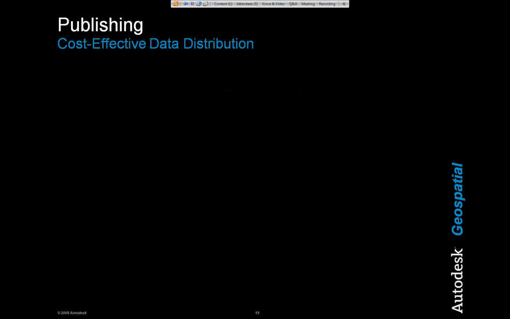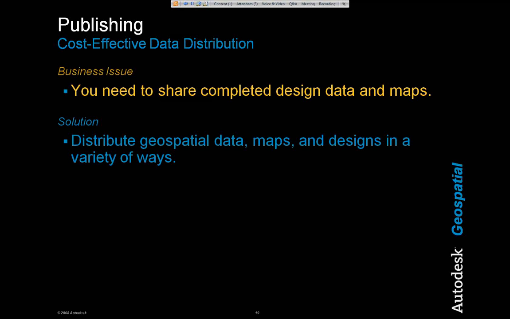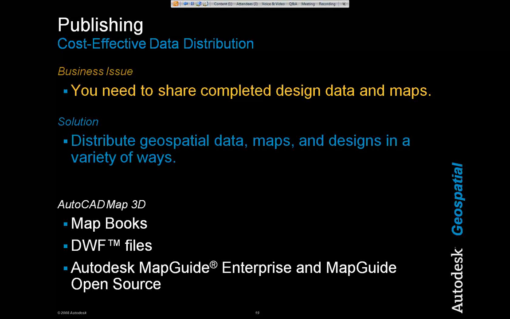Publishing, you've got all this data, whether it's CAD data or GIS data, and you need to distribute it to the masses. So the solution, distribute geospatial data and maps in a variety of ways. And again, Map 3D is your tool. You can build map books. You can publish out to DWF files. You've got Mapguide Enterprise out there. And again, Mapguide Enterprise is also an open source technology. So there's a for purchase version. There's also an open source version that you can download and use for free.